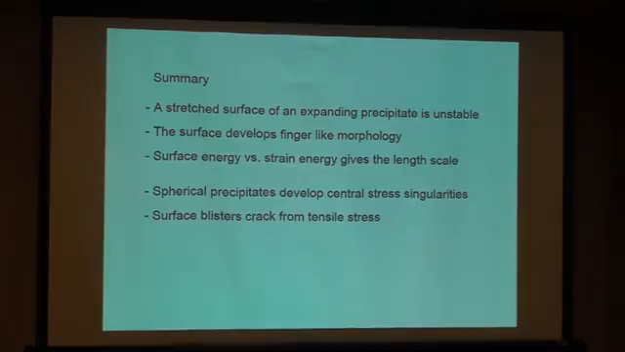So conclusions are, a stretched surface is unstable. The surface develops fingers, and the surface energy and strain energy give the length scale. Spherical precipitates actually develop large stresses. The stress singularity was from the analytical solution. And the surface blisters may crack from tensile stress. Thank you.